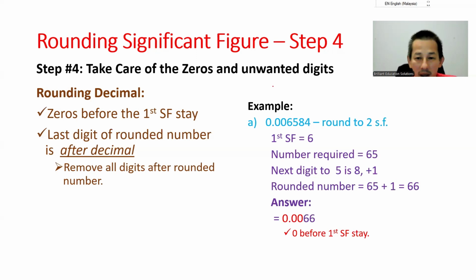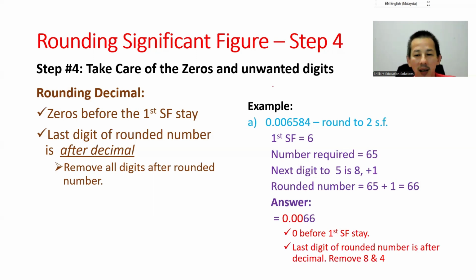The 0s before the first significant figure stay. That means the 0s before the 6 stay. And the last digit of the rounded number is after the decimal, therefore you just remove the 8 and 4. Please don't put 0, just remove.